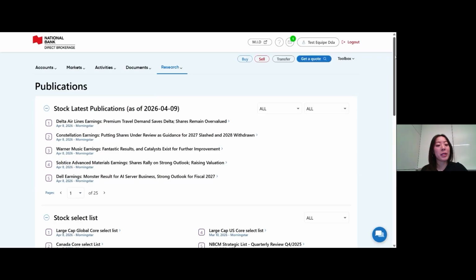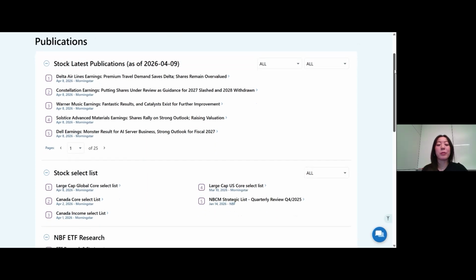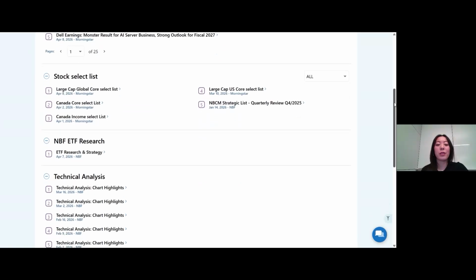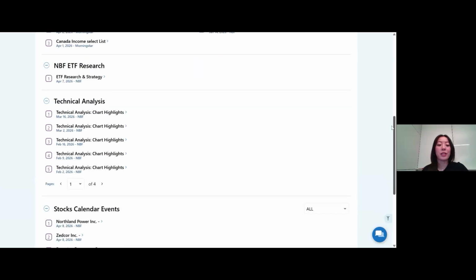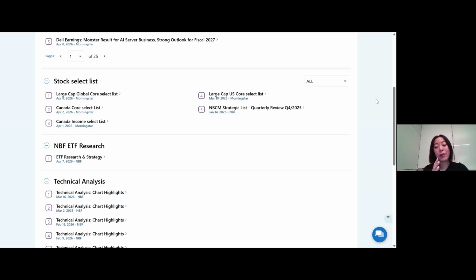So under the publication section, you'll see that there are quite a few reports that you could read up on. So it could be individual analysis, recent analysis for certain stocks that look quite interesting, or you can do technical analysis. So these are more so insights. We also offer ETF research and stock research for either stock pick lists or individual research on certain stocks as well.